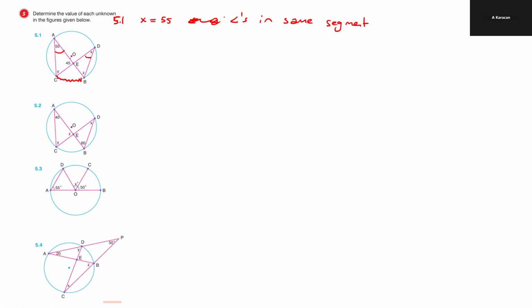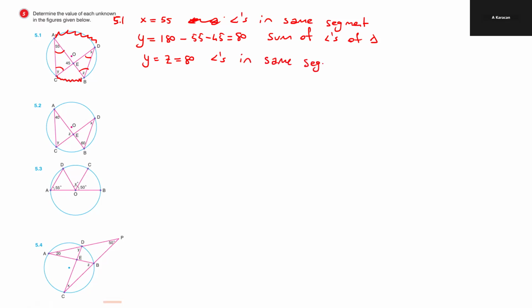Then this is 45. We can get Y. Y is equal to 180 minus 55 minus 45, which will be equal to 80. Reason is sum of angles of triangle. After you get Y, you can see that Y is subtended by AD. Z is also subtended by the same arc. So Y is equal to Z. That's equal to 80, angles in same segment.